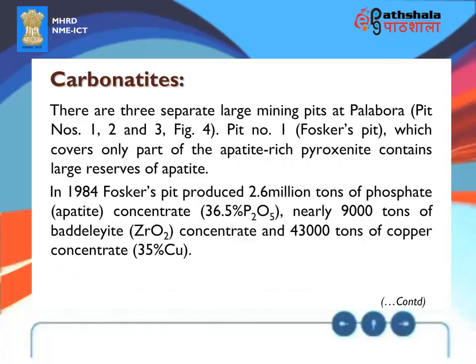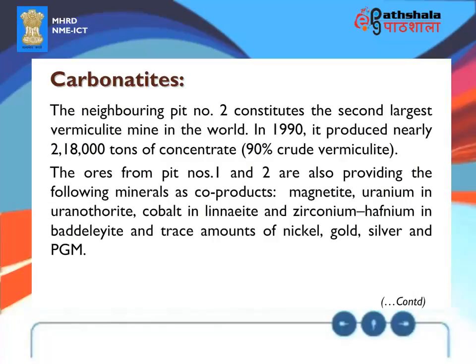There are 3 separate large mining pits at Palabora, pit numbers 1, 2 and 3, as shown in figure 4. Pit number 1, Foskor's pit, which covers only part of the apatite-rich pyroxenite, contains large reserves of apatite. In 1984, Foskor's pit produced 2.6 million tons of phosphate apatite concentrate, nearly 9,000 tons of baddeleyite concentrate and 43,000 tons of copper concentrate. The neighboring pit number 2 constitutes the second largest vermiculite mine in the world.